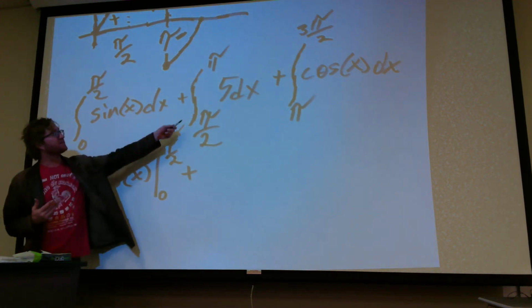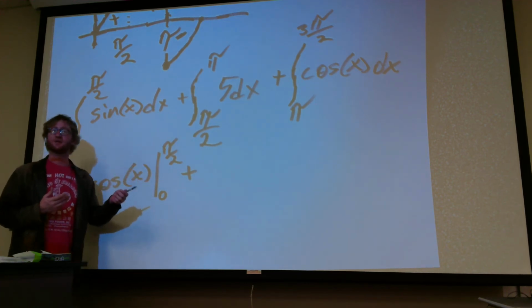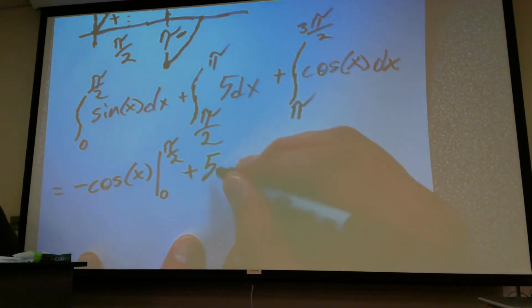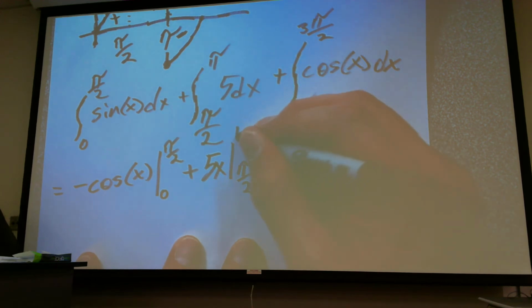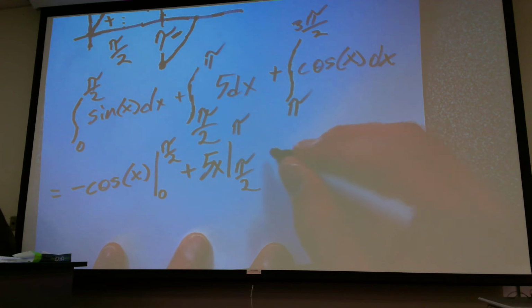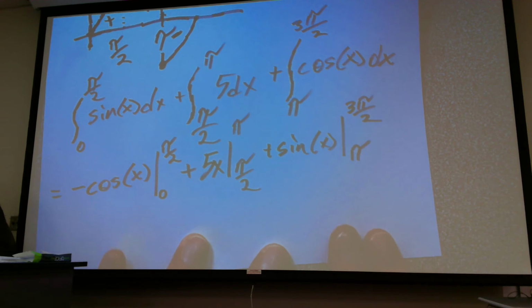And now I have to think about what is the integral of this guy right here. If I do the integral of a constant, it becomes something that's linear. So that would just be 5x evaluated at pi over 2 and at pi. And if I do the integral of cosine, that's going to be plus sine of x evaluated at pi and 3 pi over 2.